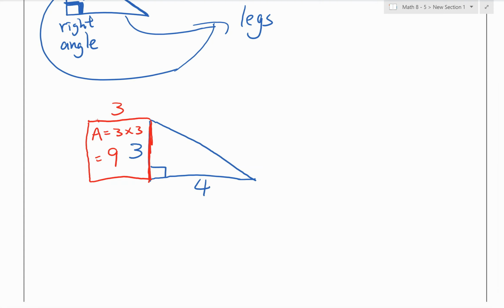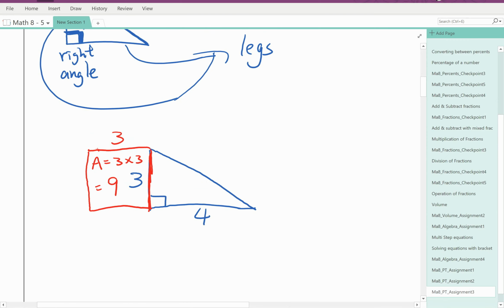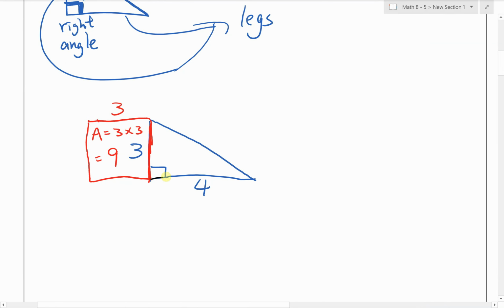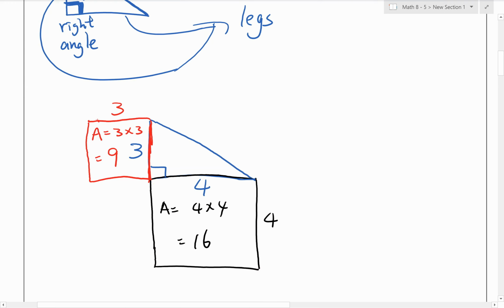I'm going to do the same thing with the side of length 4. If I create a square with side length 4, maybe make it a little bit longer, I get something like this. So this is 4 by 4, and the area here is 4 times 4, which is 16 square units. So that's what we have.